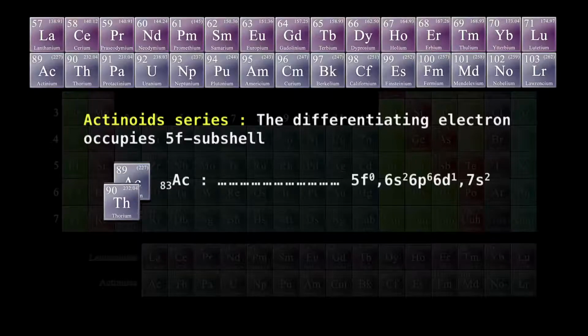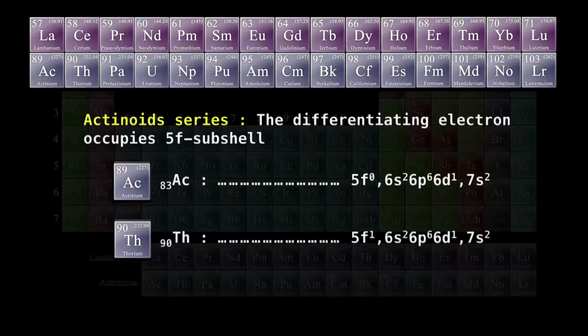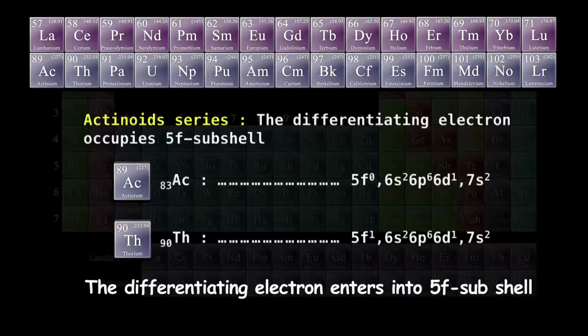Similarly, for thorium, with atomic number 90, the configuration of the outermost shells is 5f1, 6s2, 6p6, 6d1, 7s2. What are you observing here? Yes, the differentiating electron enters the 5f subshell.